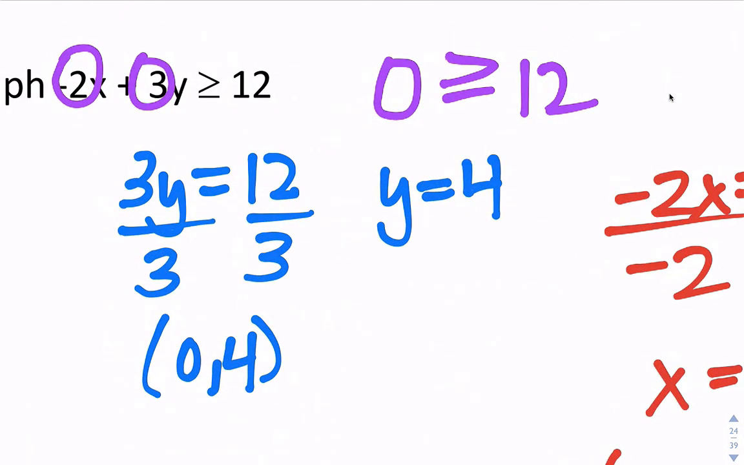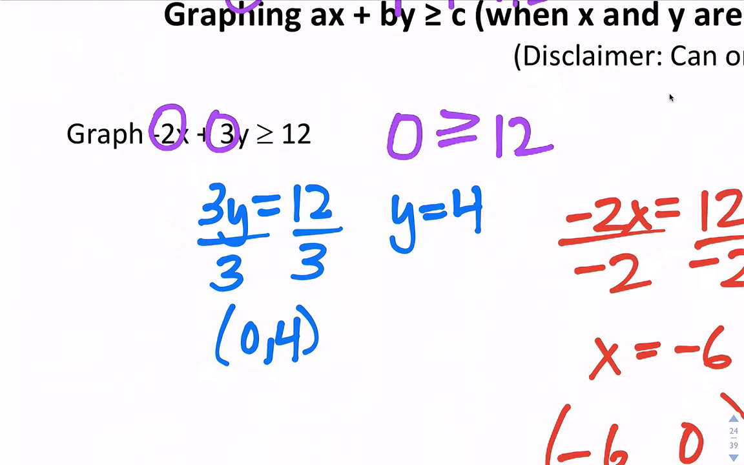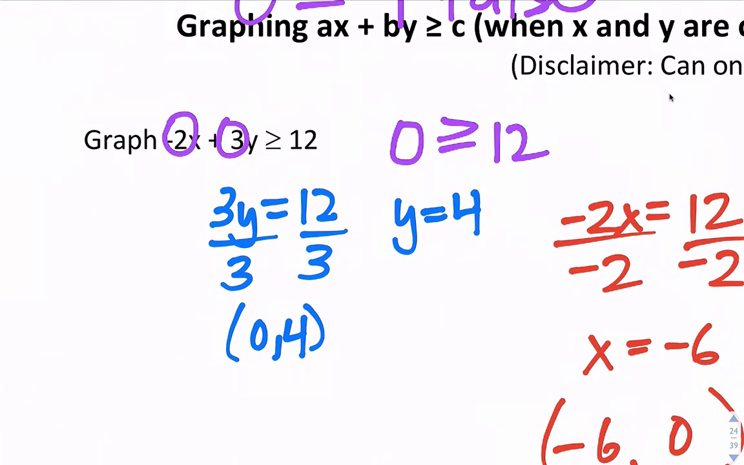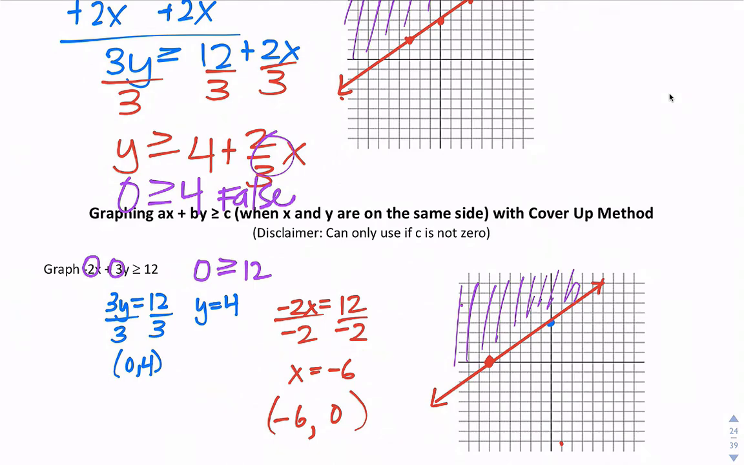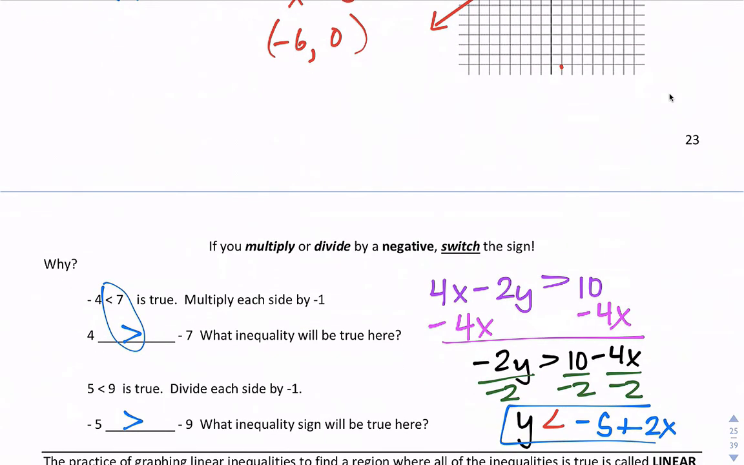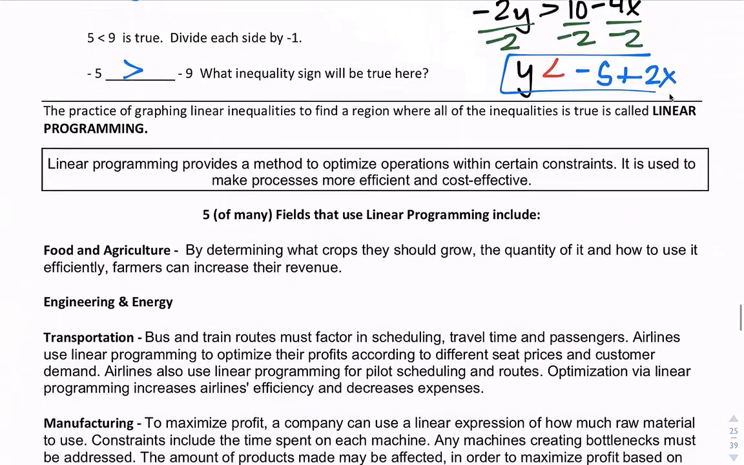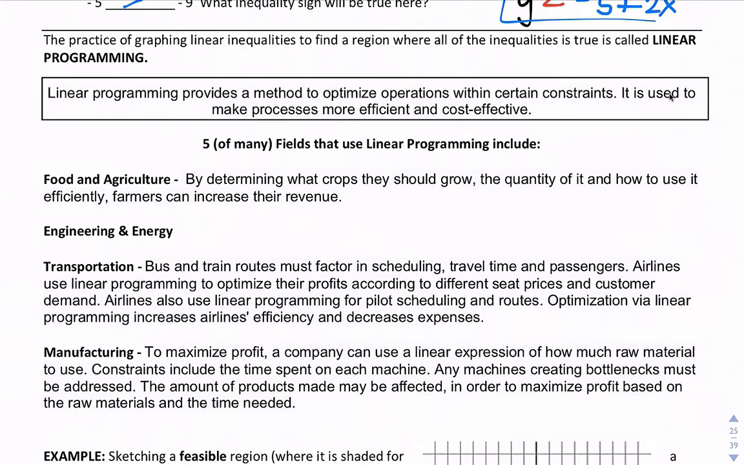So we'll practice that cover-up method throughout the unit, where we cover one up, solve, cover the other up, and solve to get 2 points to graph. Okay, so we'll set that aside for a second, come back to it. We are starting this part of the unit called linear programming. The practice of graphing linear inequalities to find a region where all of the inequalities is true is called linear programming. And this has a lot of real-world applications.